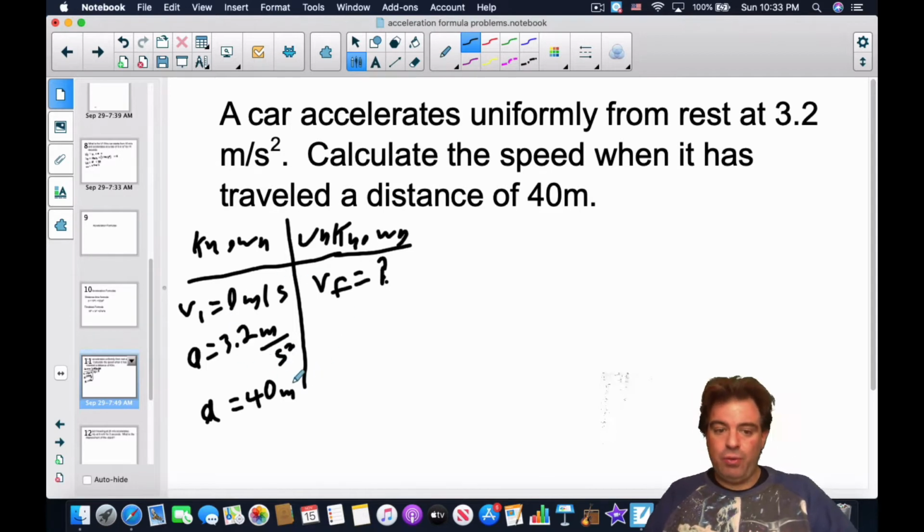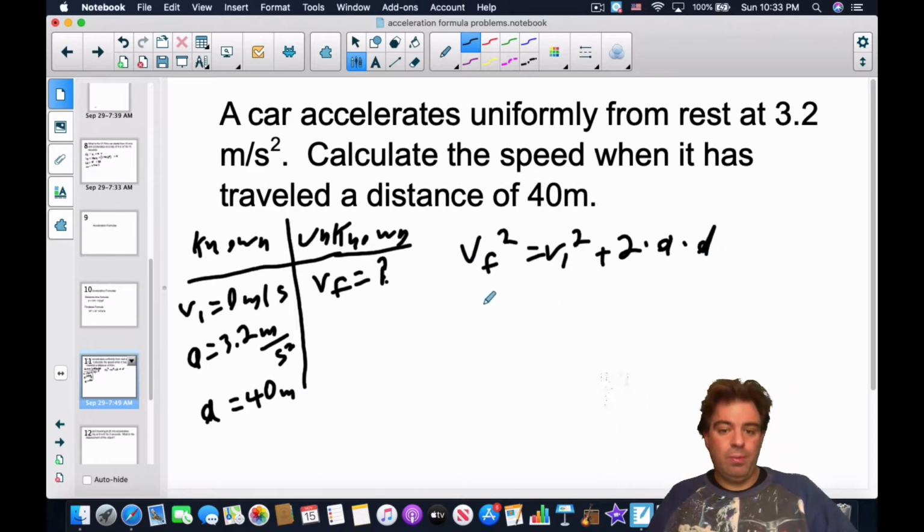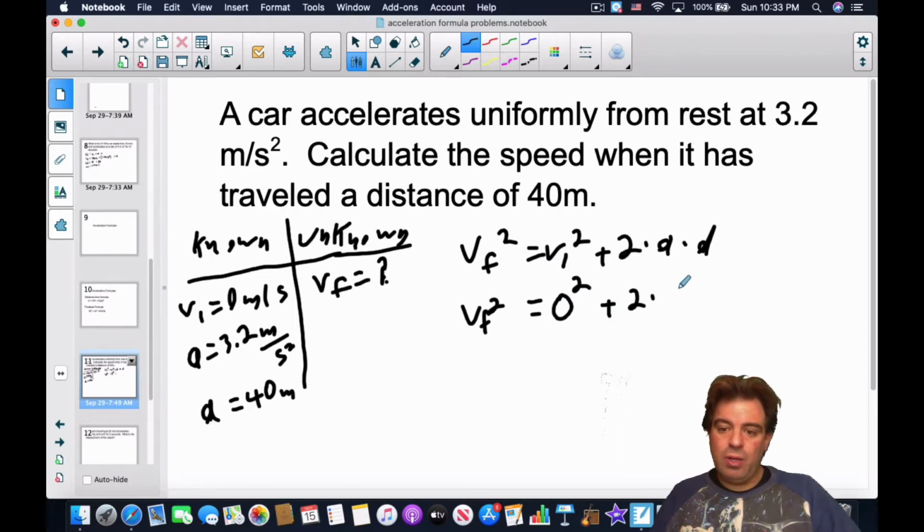Okay, so let's see which formula we should use for this one. As you can see over here, no time is given and no time is asked for. Therefore, we are going to use timeless. That is velocity final squared equals velocity initial squared plus 2 times acceleration times distance. So we're trying to find velocity final. That's what they're asking us for. So now we're going to take velocity initial, which in this case is going to be 0. I'm going to square it, plus 2 times the acceleration, which is 3.2 meters per second squared, times the distance traveled, which of course is 40 meters.